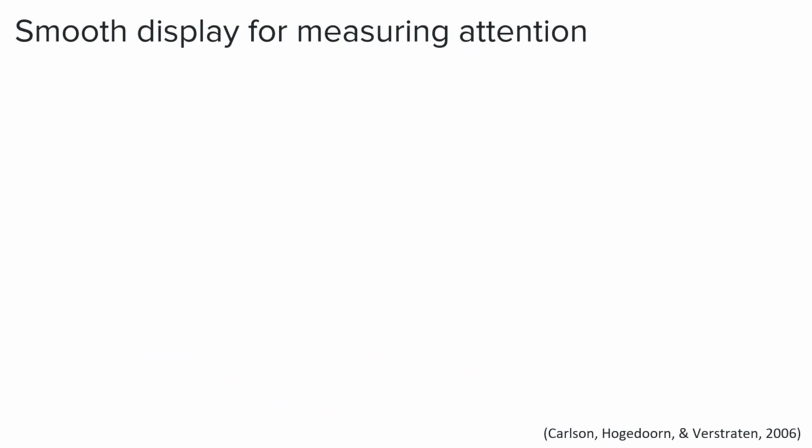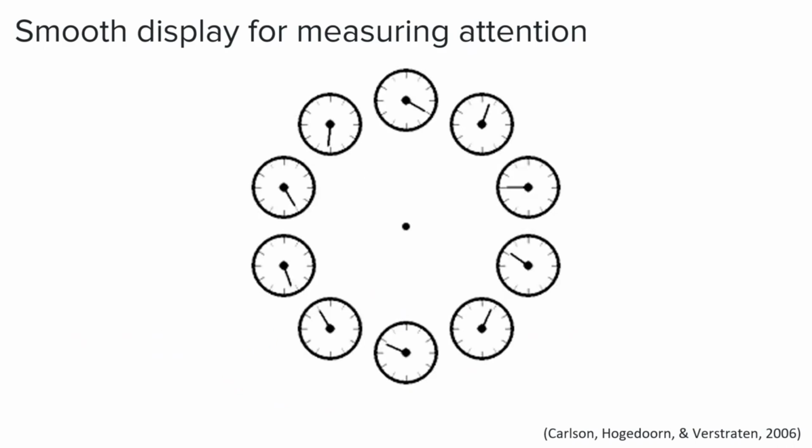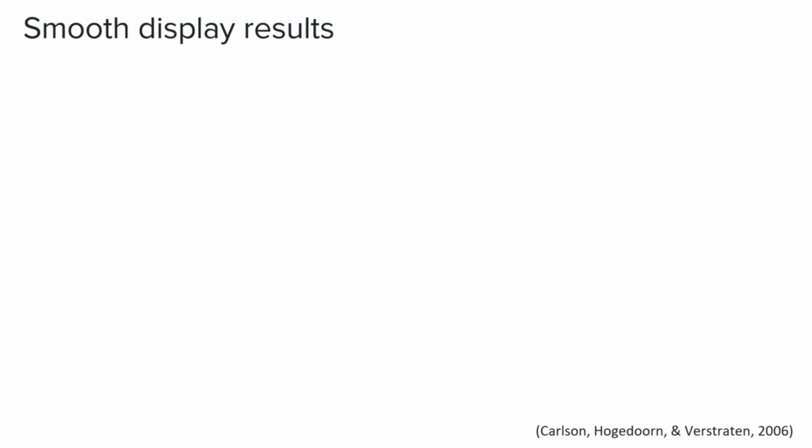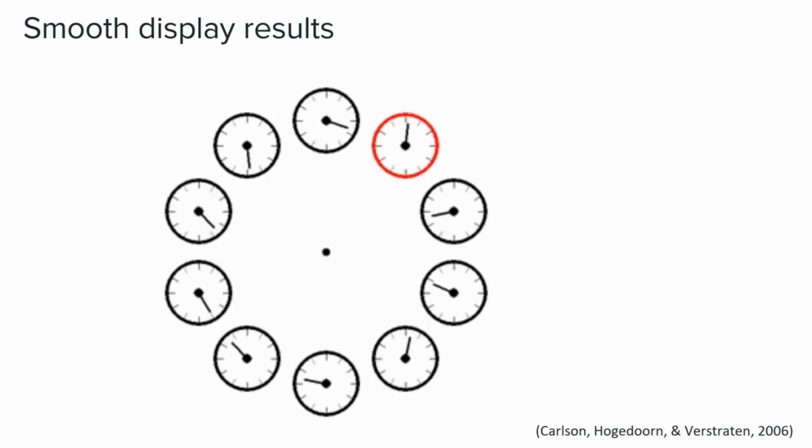To demonstrate how this would look in an experiment, this is an example from Carlson and colleagues where your task is to remember the clock face configuration at the time the rim flashes red. So here was the actual clock face that was presented at the time of the cue. If you got that, well done.